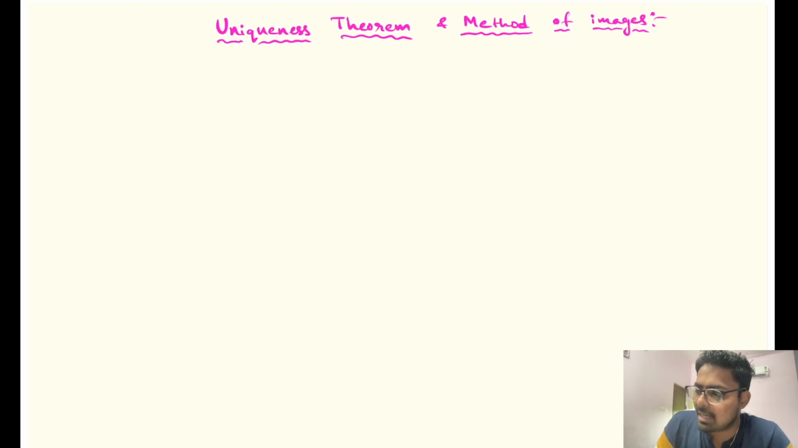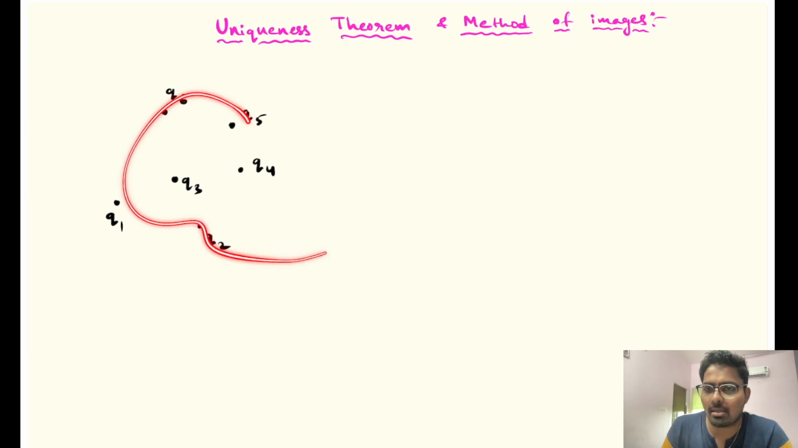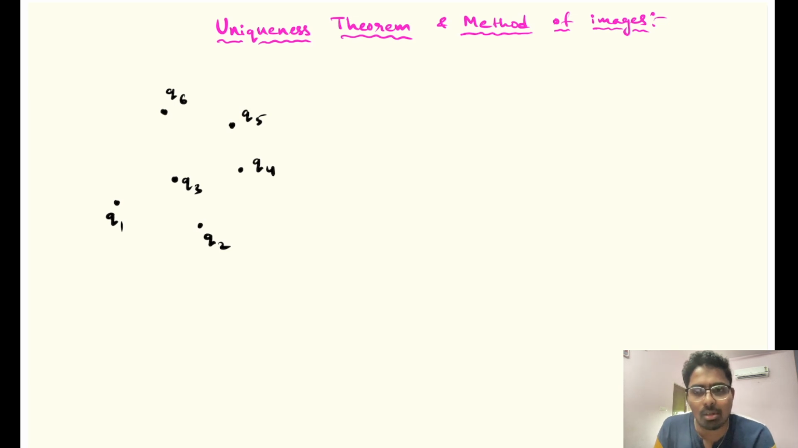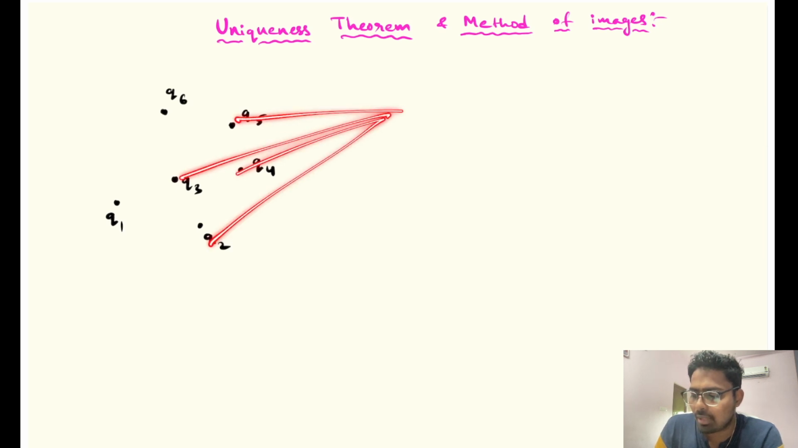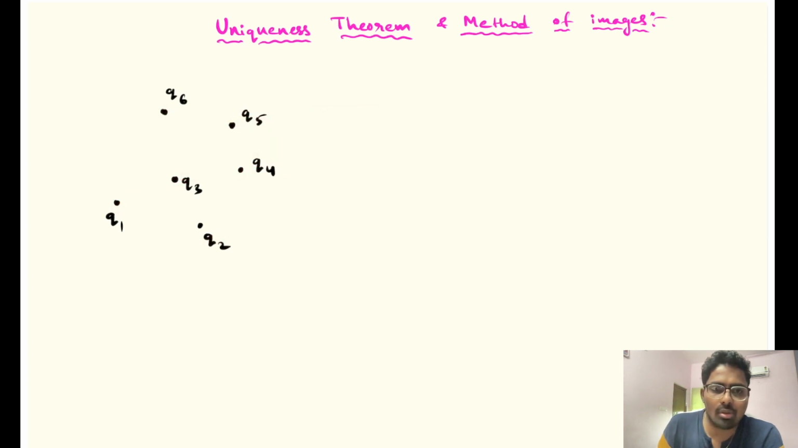So let's say there are some charges in the space randomly arranged like this. I am taking some 6 charges over here. Let's say this is Q1, this is Q2, this is Q3, this is Q4, this is Q5, and this is Q6. In this entire space, wherever I am asked to calculate some particular parameter, it might be a potential or a field. If it is an electric field, you need to take the vector sum of the electric field due to each and every charge at that point.